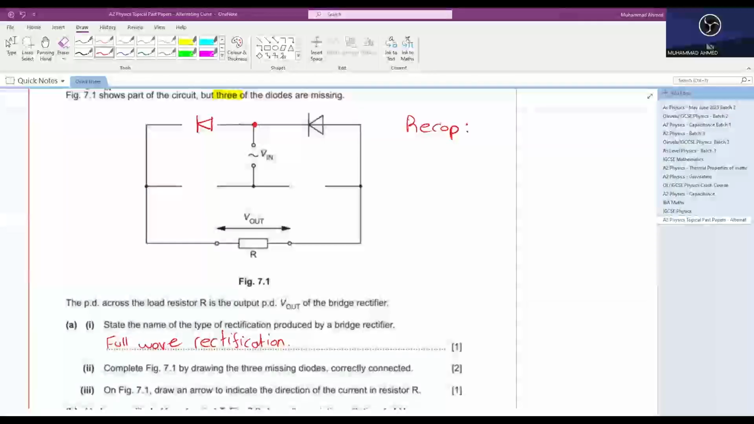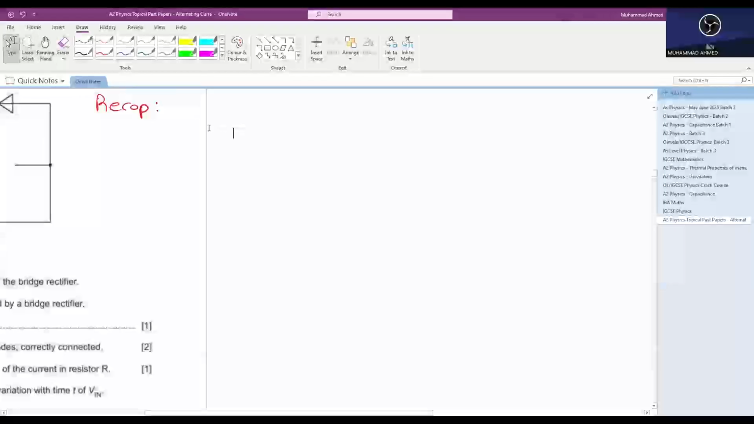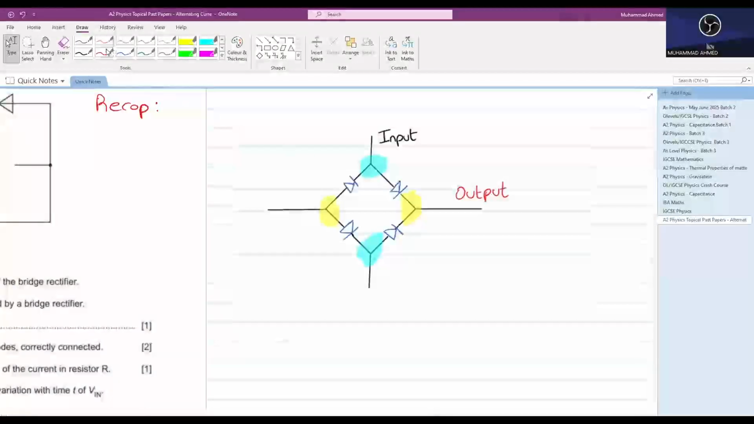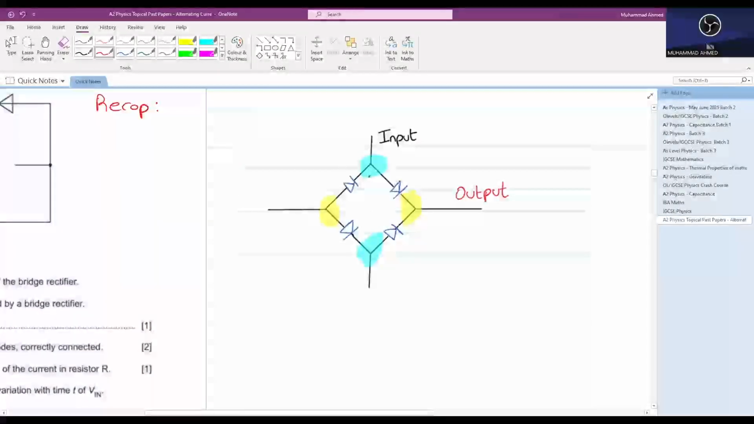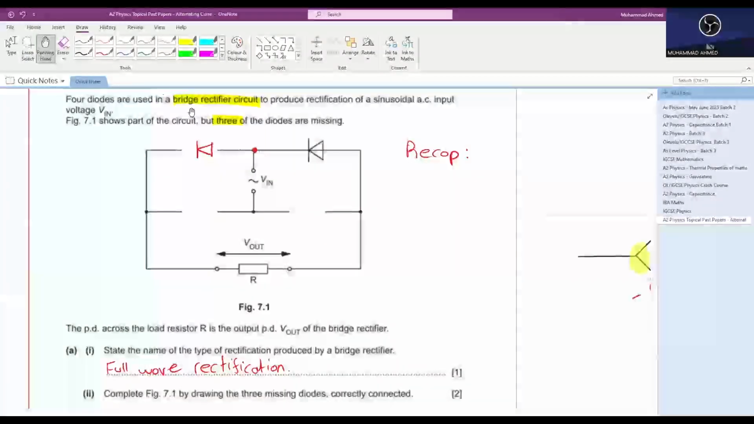Yeah, something like this. Okay. Always remember, let's recap some things here. Always remember that your input terminals always have unlike terminals of the diode. One negative, one positive. This is connected to the input. So your input terminals are always connected to the alternate or unlike terminals of the diode.